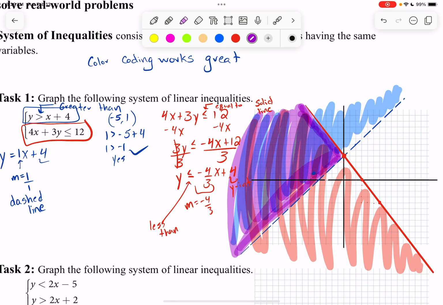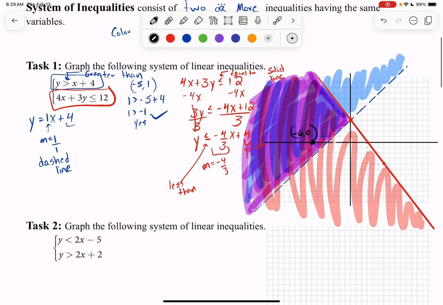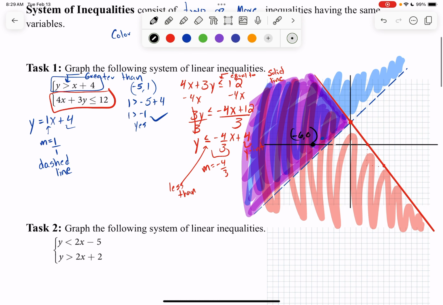Okay. So all of this, any point here would be one that works in both. If I pick a point out here, say negative 6, 0, and check it in both, it will work. So let's try it in both. Let's try it in the blue one. Negative 6, 0. Is 0 greater than negative 6 plus 4? Is 0 greater than negative 2? Yep.